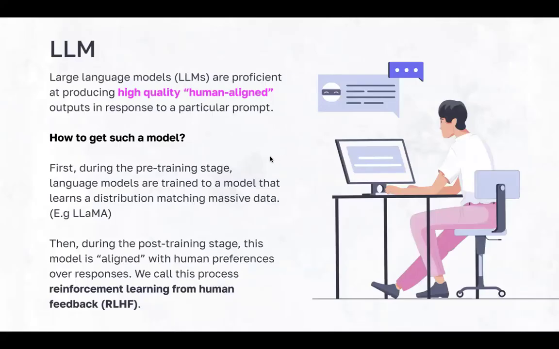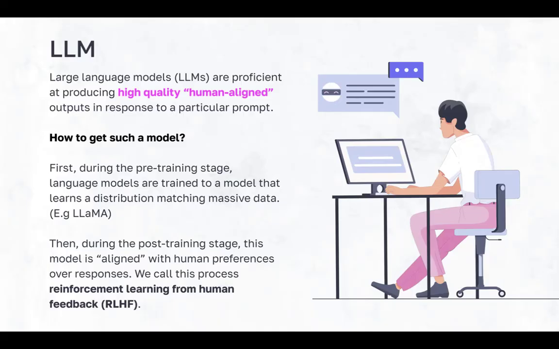As we all know, large language models are proficient at producing high quality human aligned outputs in response to a particular prompt. And how do we get such a model? First, training at the pre-trained stage, large language models learn the distribution of massive data, just like Llama. And then during the post-training stage, this model is aligned with human preference over the responses. We usually use reinforcement learning from human feedback.